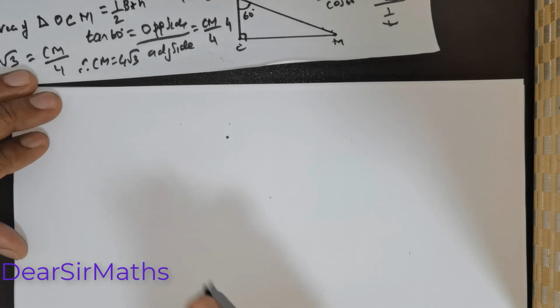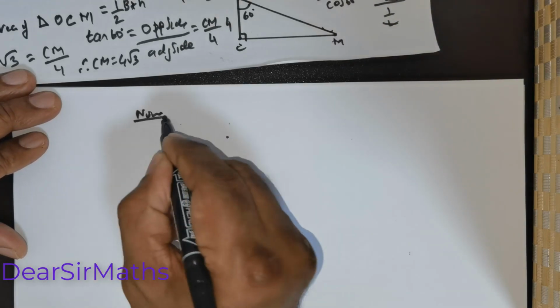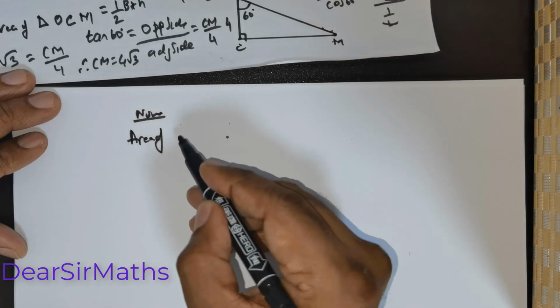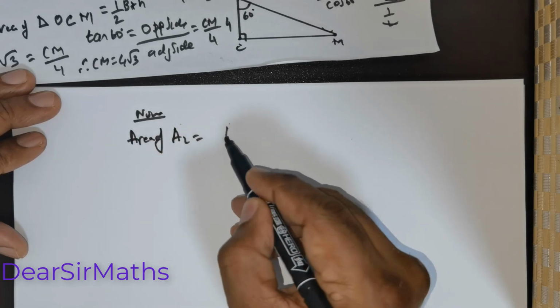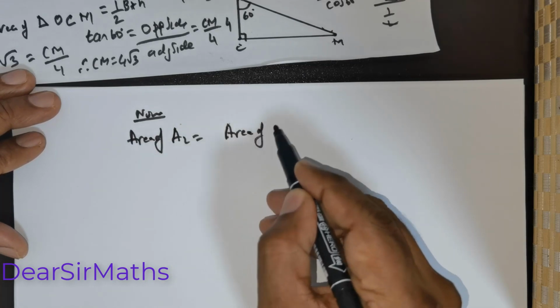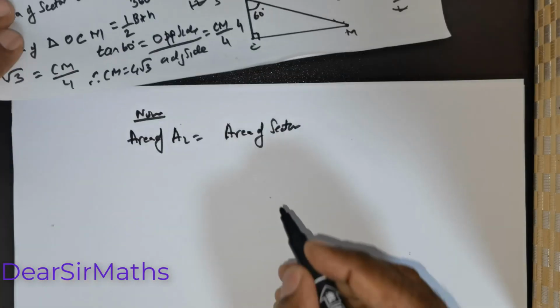So let me write that formula down. Now this is the next step. Area A2 is equal to area of sector, what is this, OMB.